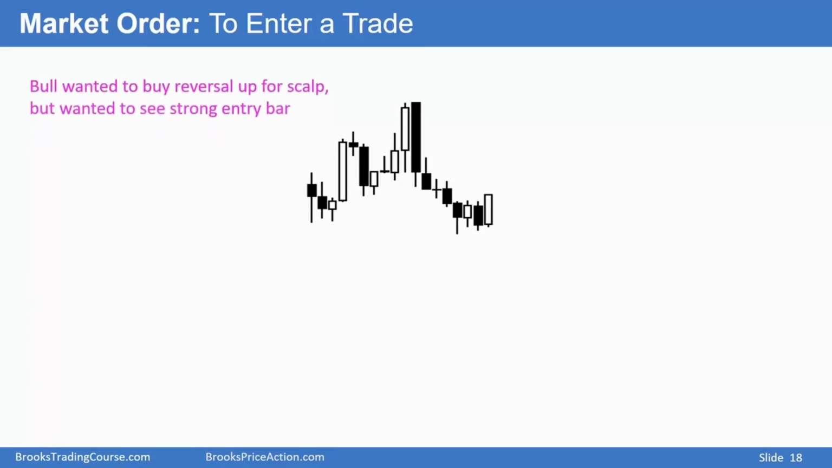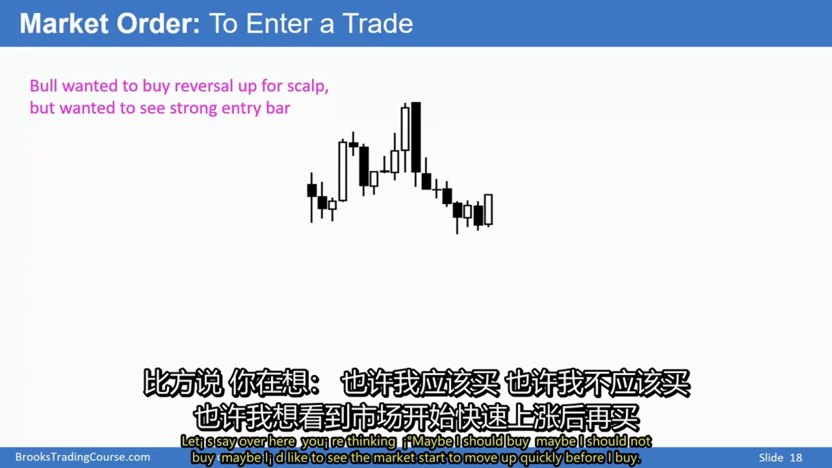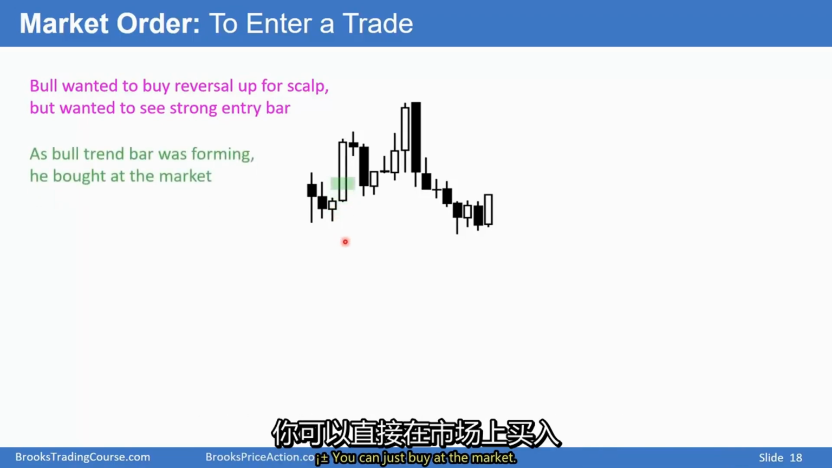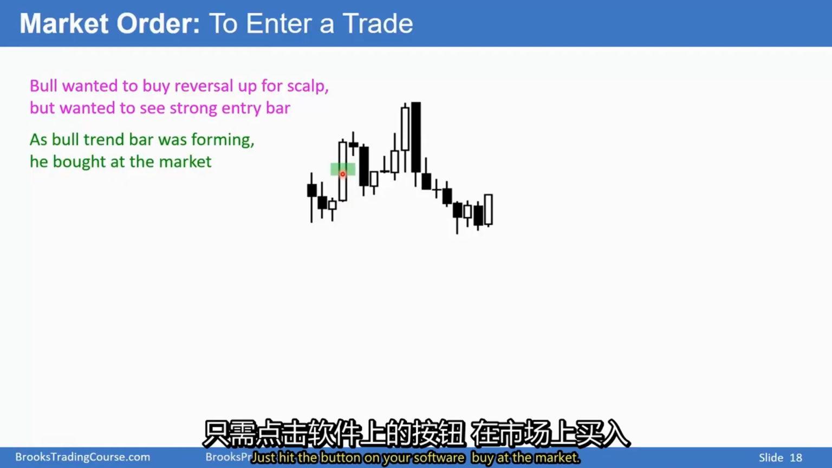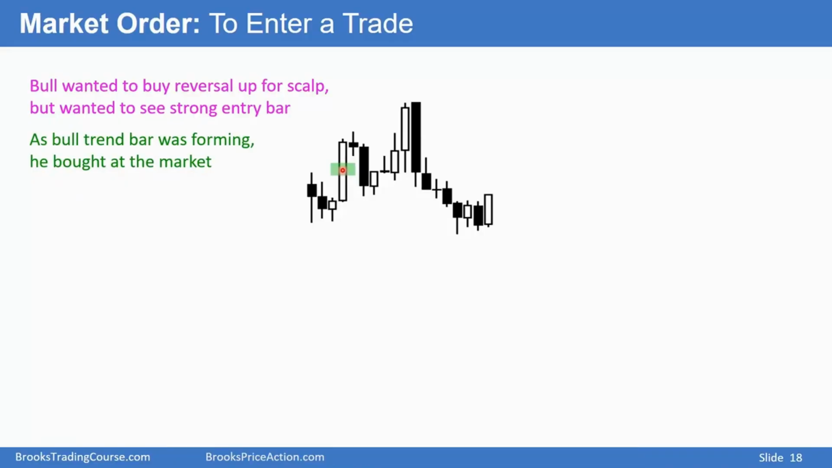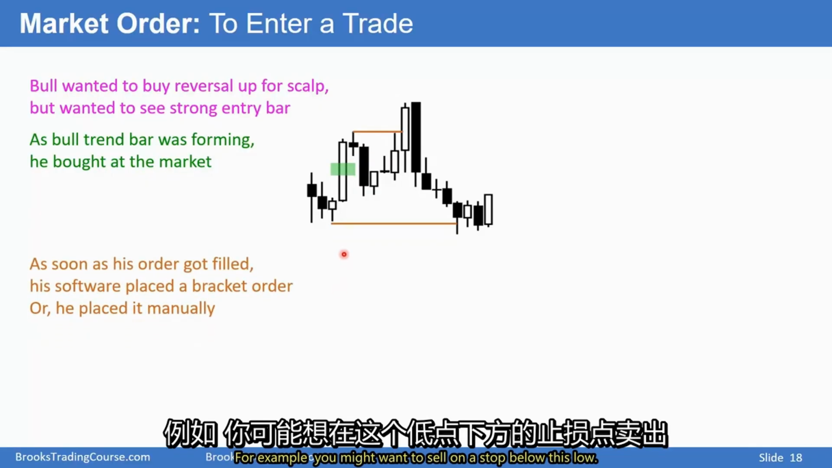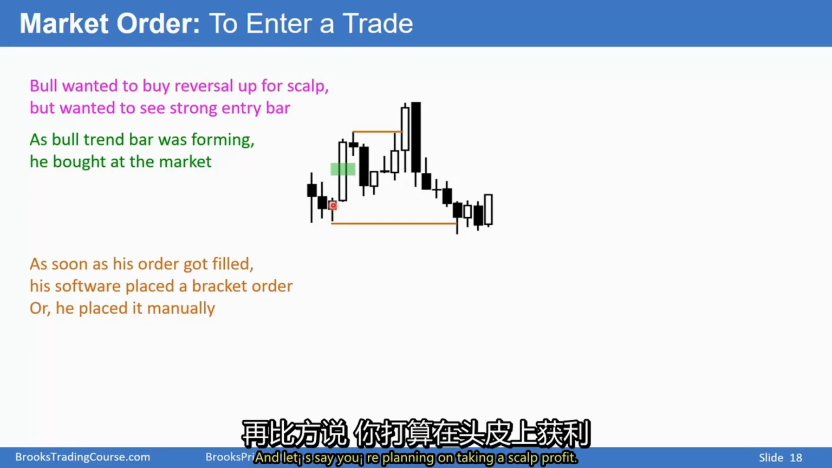Let's say over here, you're thinking, maybe I should buy, maybe I should not buy. Maybe I'd like to see the market start to move up quickly before I buy. And as it's starting to go up, you decide, I've got to get long. You can just buy at the market. Just hit the button on your software, buy the market. Your software should automatically create a bracket order. For example, you might want to sell on a stop below this low.